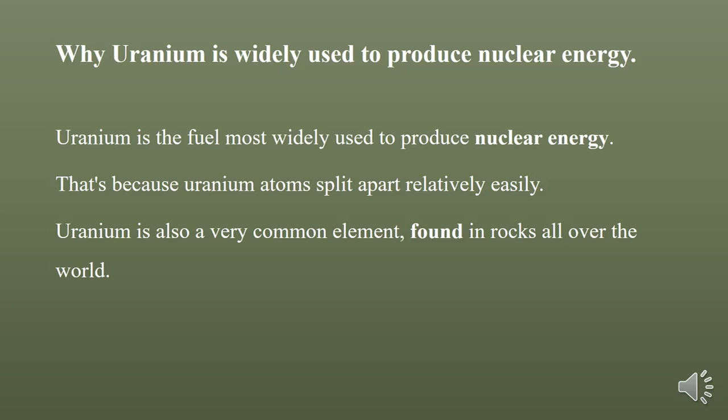So why is uranium widely used to produce nuclear energy? Uranium is the fuel most widely used to produce nuclear energy. The reason is simple. Uranium atoms split apart relatively easily. Uranium is also a very common element, which is commonly found in rocks all over the world. That is the reason why it is used to produce nuclear energy.